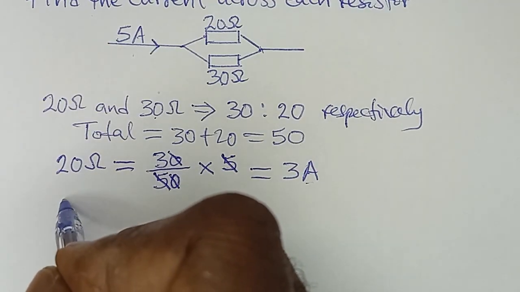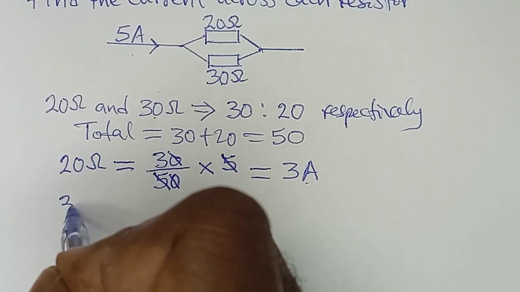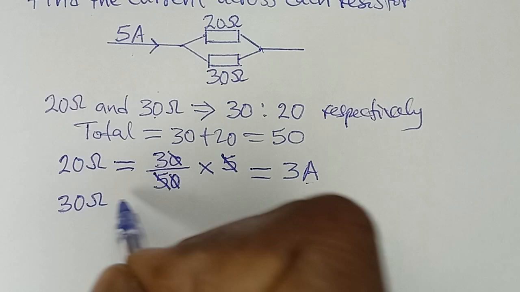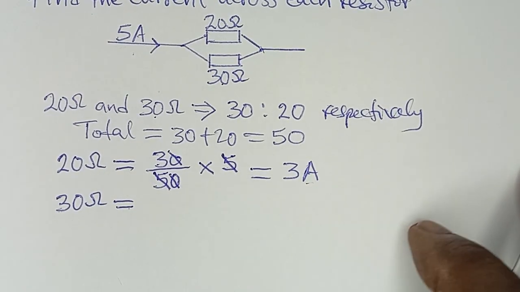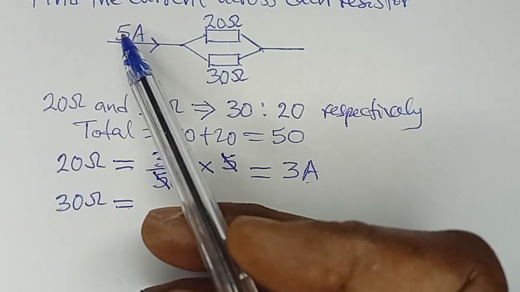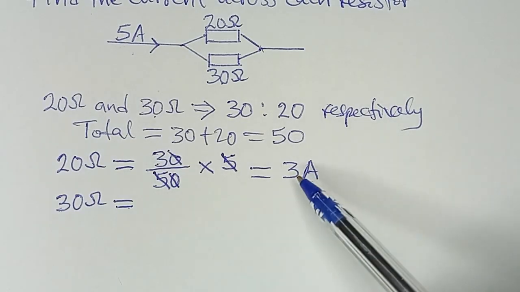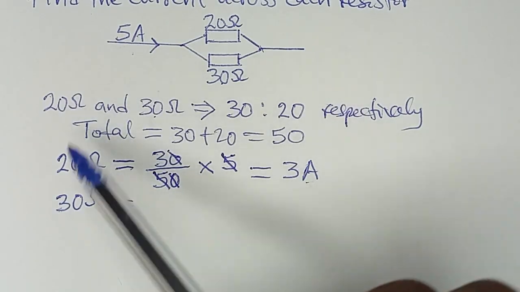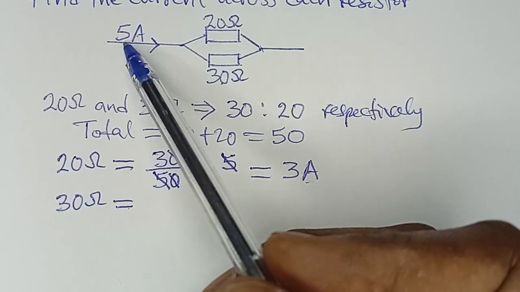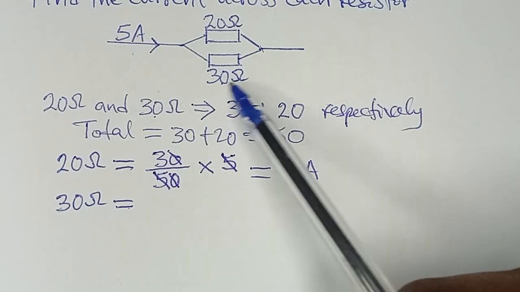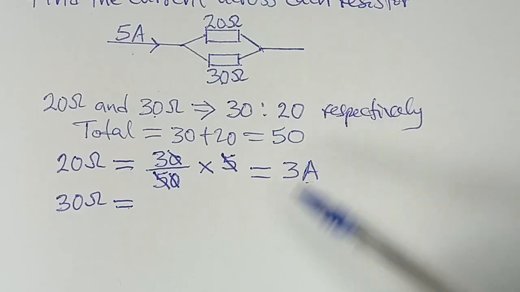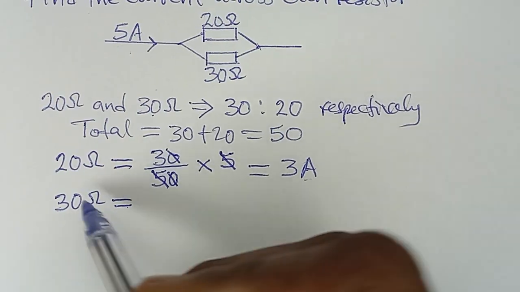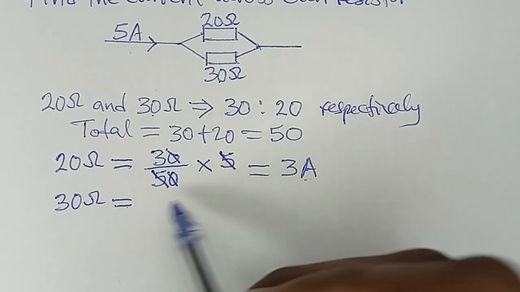Now for the 30 ohm resistor, for us to get the current, we also apply the same method. But don't forget, since we already know out of 5, since 3 is already passing through the 20 ohm, the remaining 2 out of 5 now passes through the 30 ohm. But let's show it mathematically from the calculation. So we already know that the answer across this one should be 2. But let's show it mathematically.